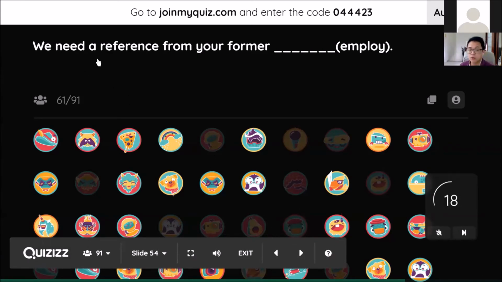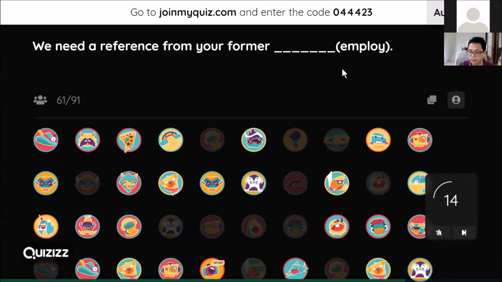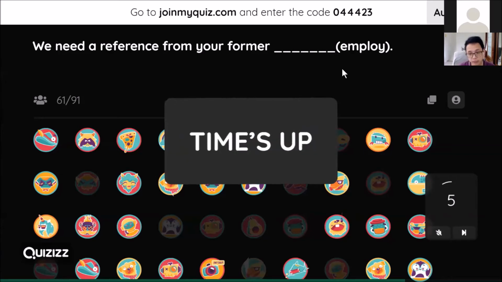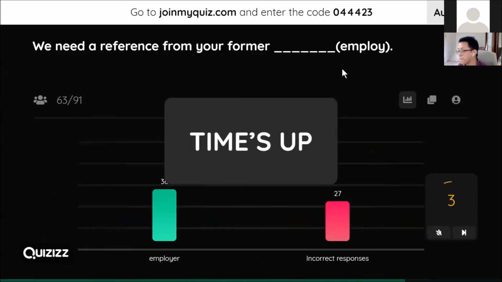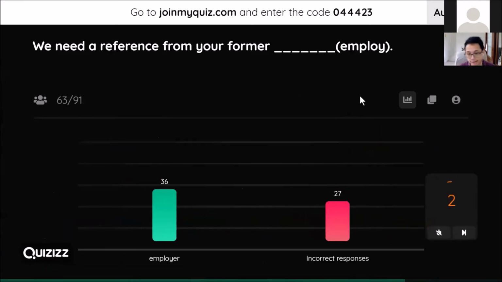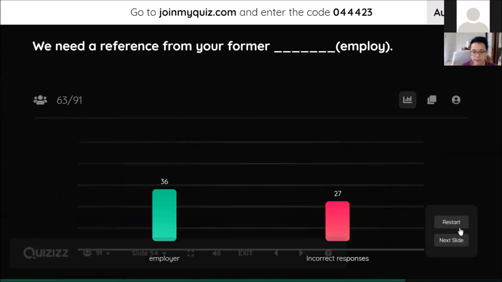Okay, so we need a reference from your former. So this one, a reference means someone who give you extra information, extra background on how you worked. So this one is from your former boss. So your boss is called a employer. This one the answer was employee. Now here is employer.